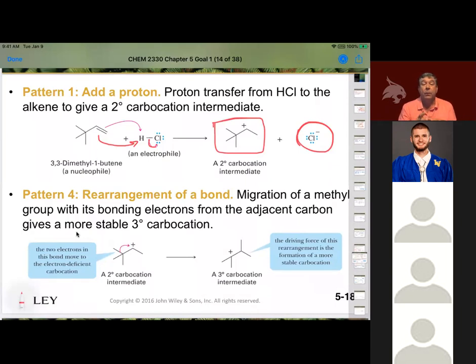As it turns out, carbocation stability goes up the more carbons you have attached to it. So if you have one at the end of a chain, it's less stable than one that has 2 carbons on it, which is less stable than one that has 3 carbons on it. We'll talk about why in another goal. But the idea is that because the tertiary carbocation, the one with 3 carbons on it, is more stable, it's going to rearrange. In this case, a whole methyl group has moved over to there to give us this species. So that's our pattern 4, our rearrangement.